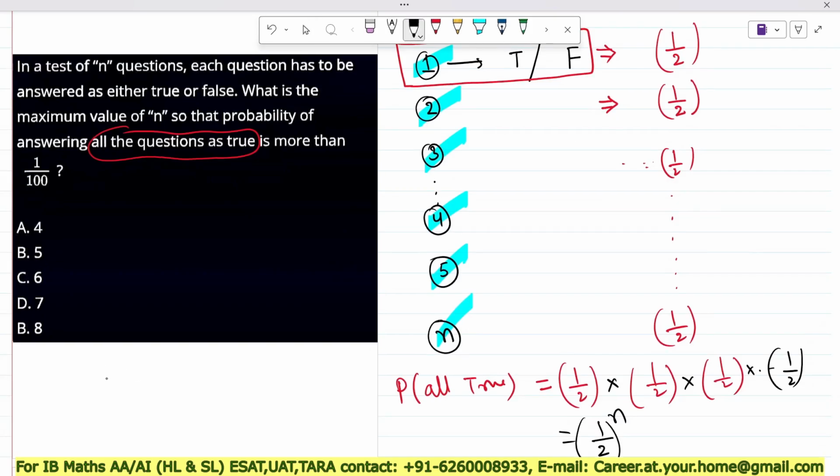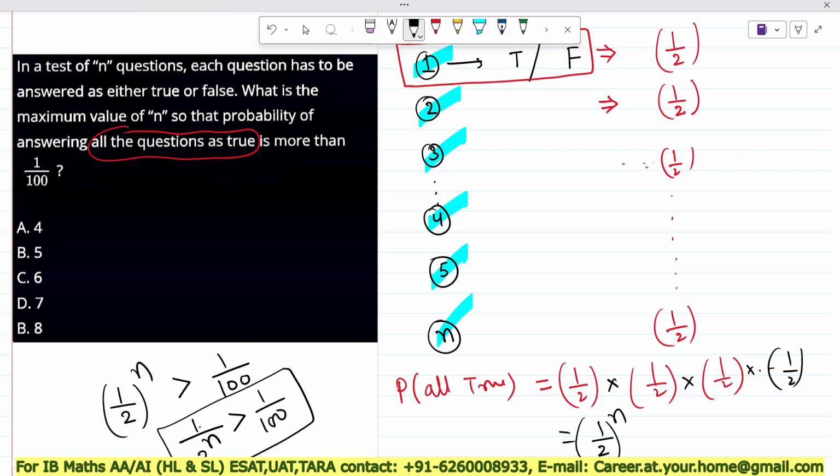And now the question is saying the probability of answering all the questions should be more. It means 1 by 2 raised to power n should be greater than 1 over 100. So can you solve this inequality now? How can we solve this?